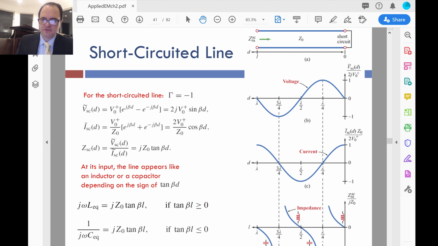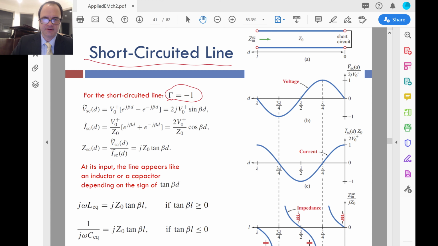Now, two of them are important for the same reason. They lead to a particularly useful procedure to measure the characteristic impedance of the line. Those two are the short-circuited line and the open-circuited line. For the short-circuited line, which we covered before, the reflection coefficient is -1.